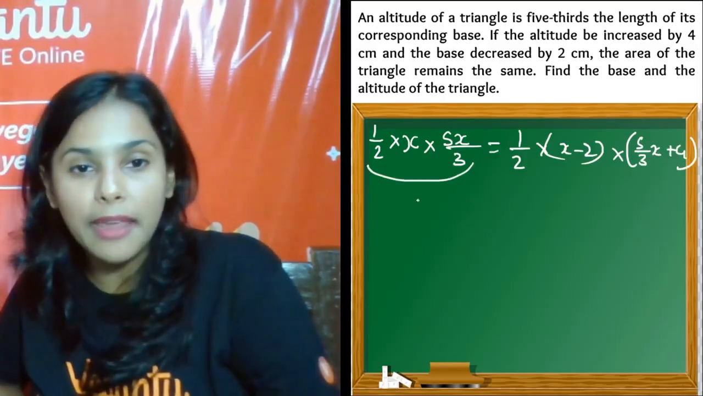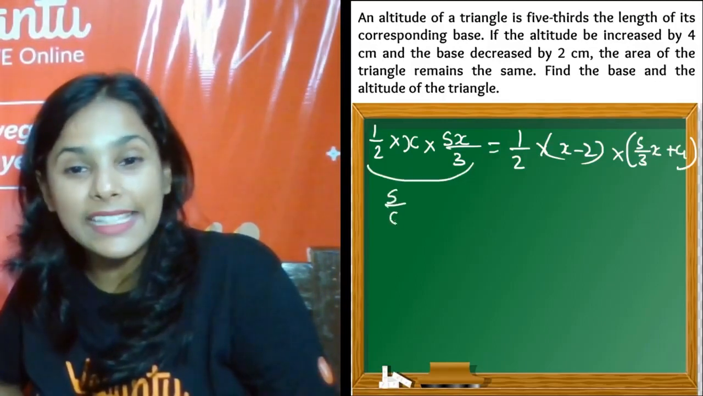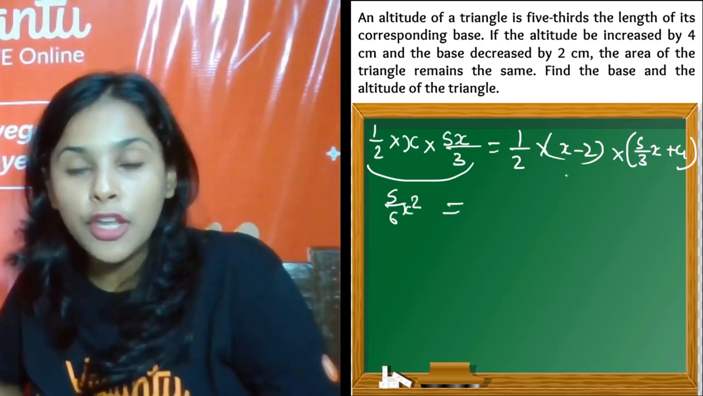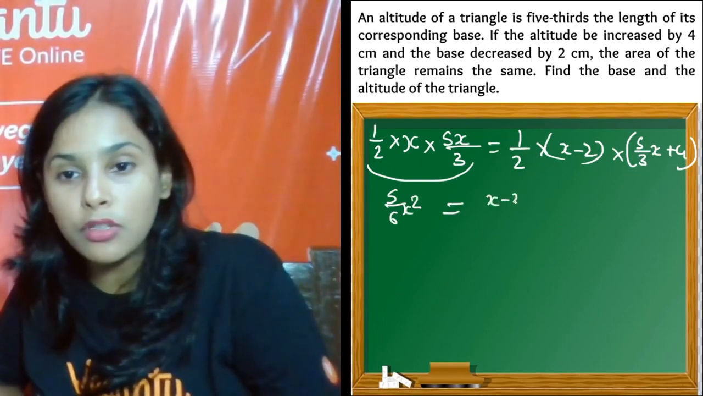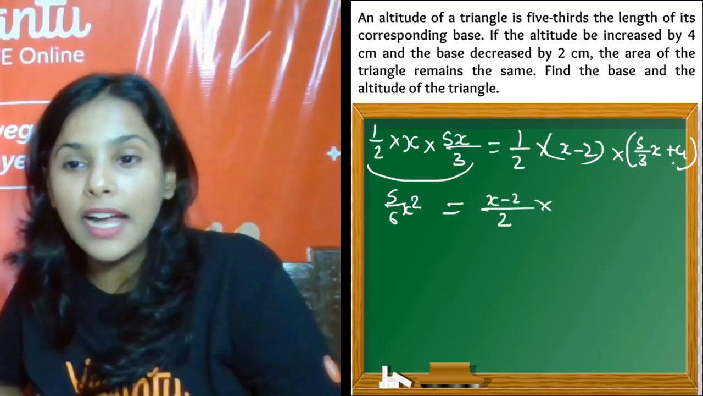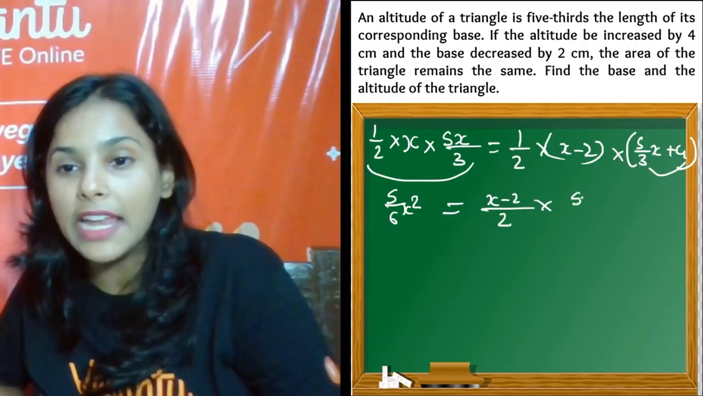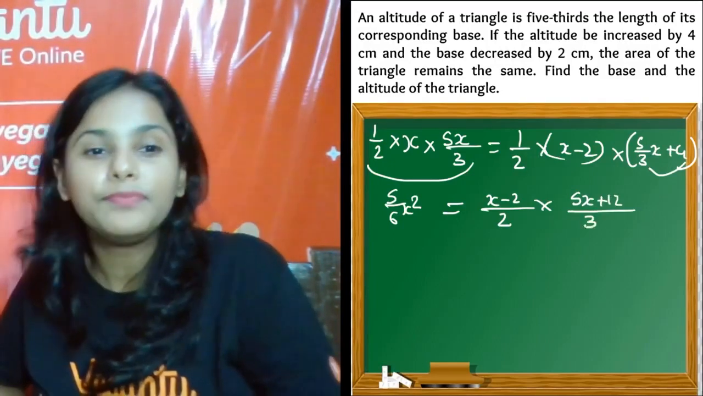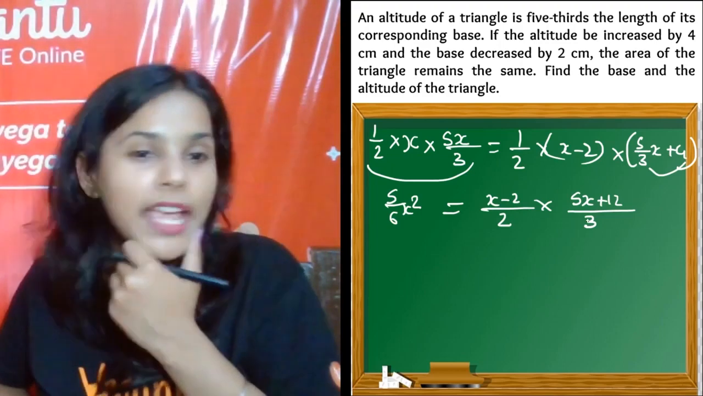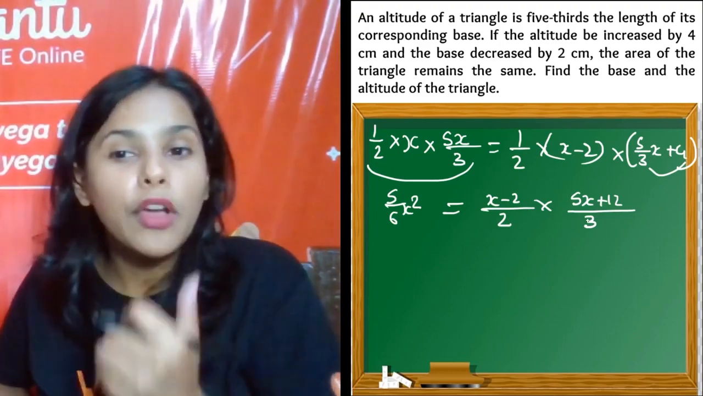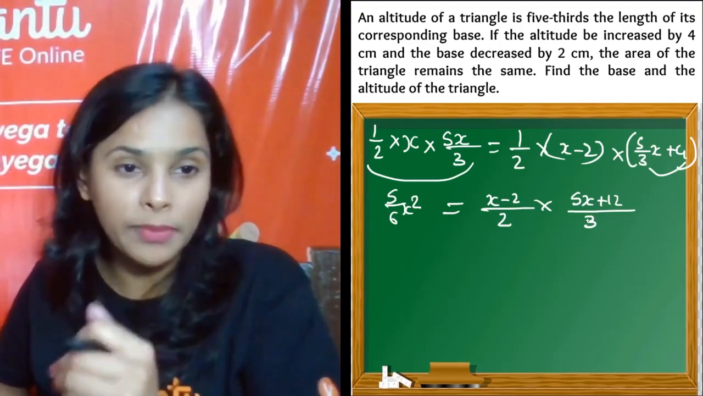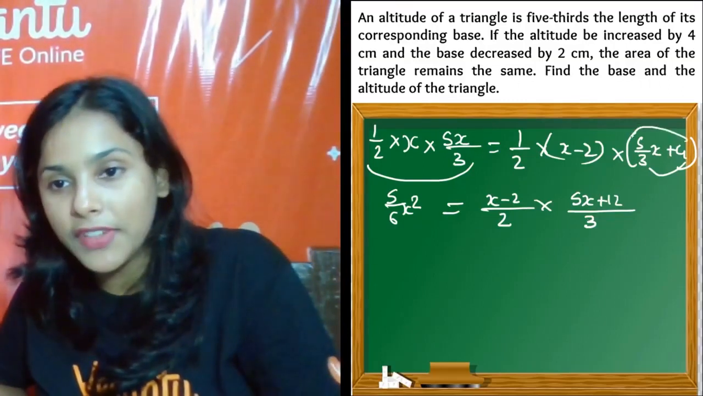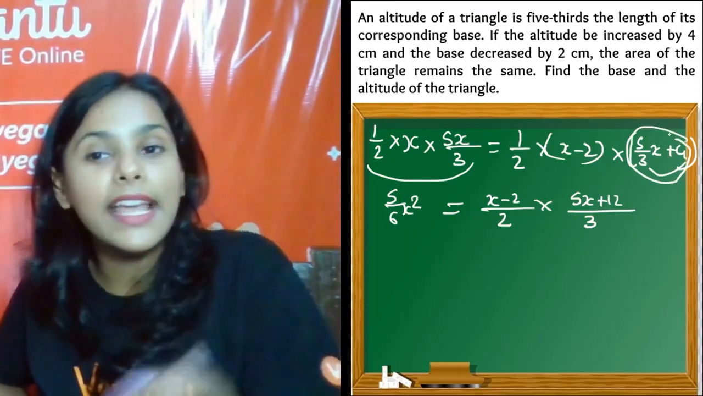Now this became 5 by 6x square, and RHS को solve करने पे you are going to get x minus 2 upon 2 into, here taking the LCM you got 5x plus 12 upon 3. Isn't that simple, guys? If you have boomed it, do let me know in the comment section. So it was really simple. You have just solved this bracket by taking the LCM.